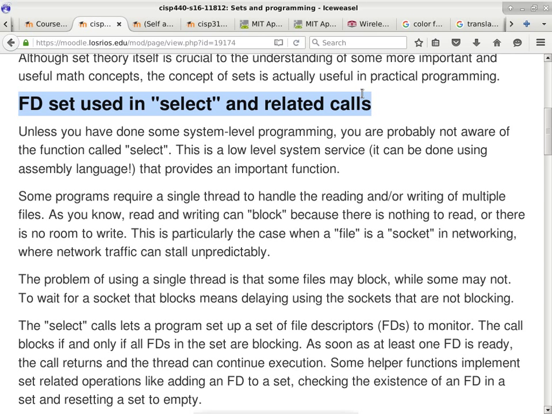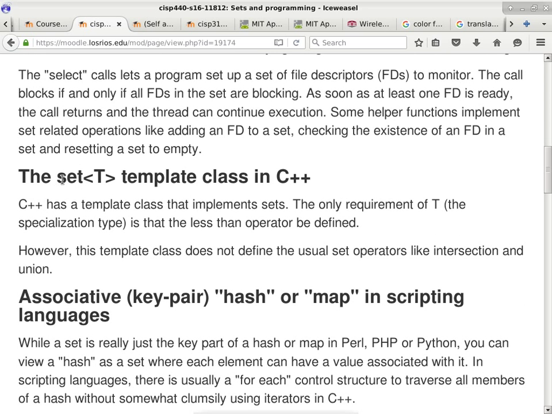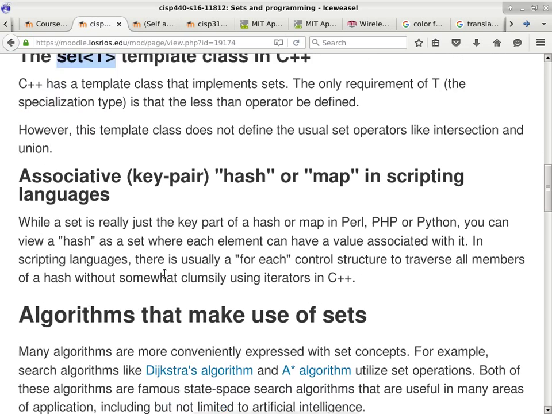But anyway, in this class we don't do systems programming, but the concept of using a set is actually important in that type of context. And it's actually low-level, kernel level type of programming. So I'm not going to get too much into the detail of that. I think most of you know the template in C++. So you can implement what is also known as a set in C++.